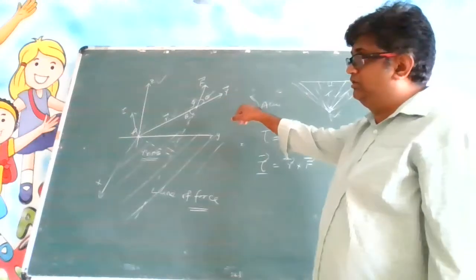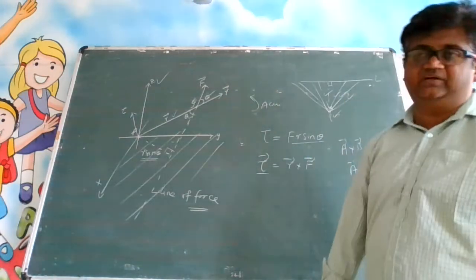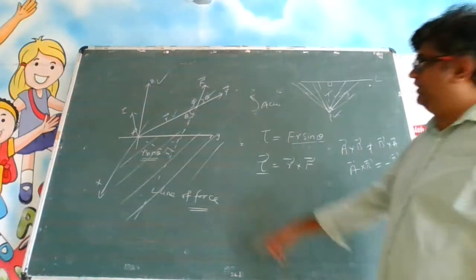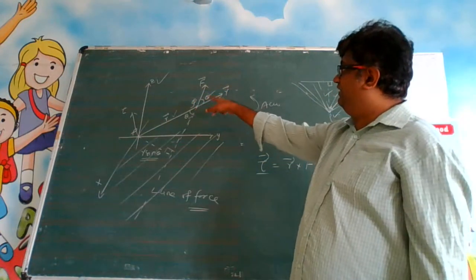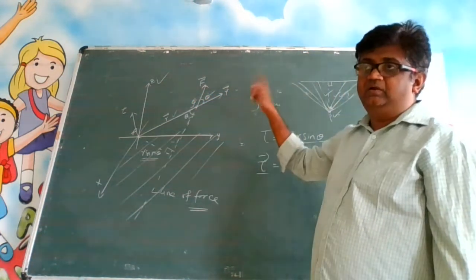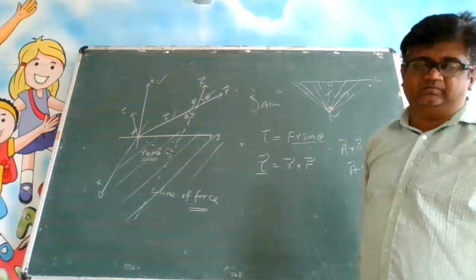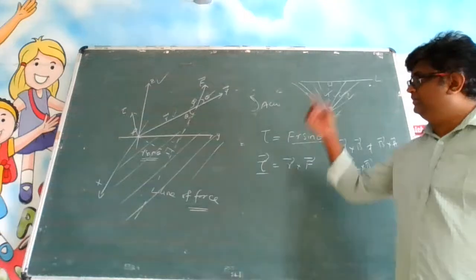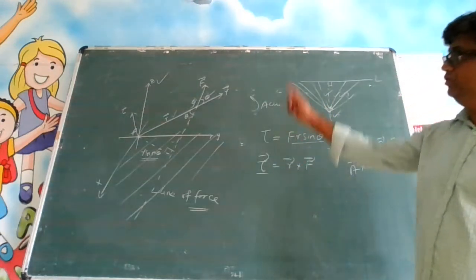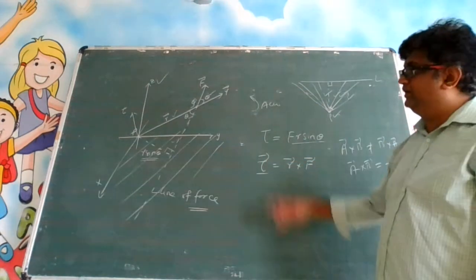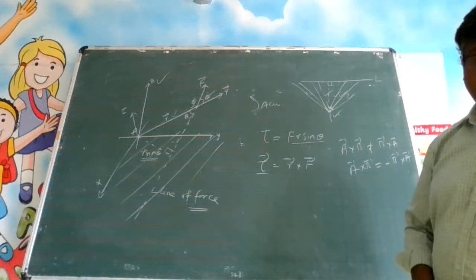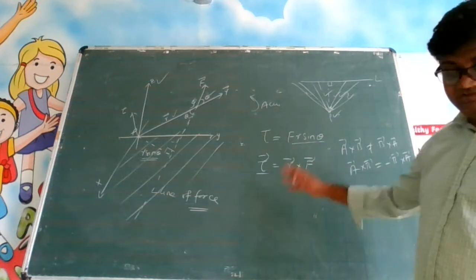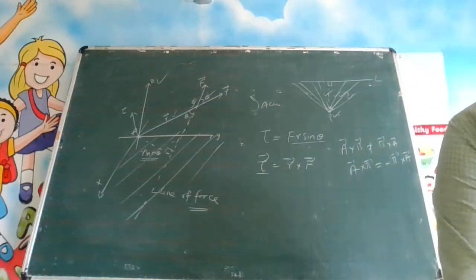If I write F cross R, my direction will become reversed. If I write first F and then R, what will happen? Instead of theta, I have to take some other angle. Angle always should be considered starting from R vector towards F vector. Then only you get the correct direction of the torque. So this one point you should remember. This is about torque.